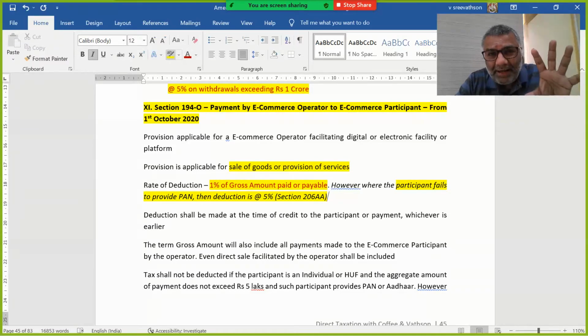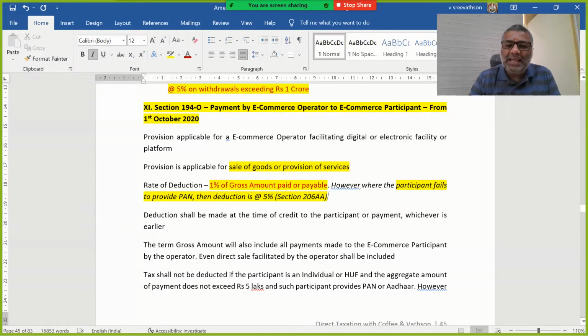Threshold limit? Yes, it is there only for individuals and HUF. Tax shall not be deducted if the participant is an individual or HUF and the aggregate amount of payment does not exceed 5 lakhs, provided such participant gives you PAN or Aadhaar.